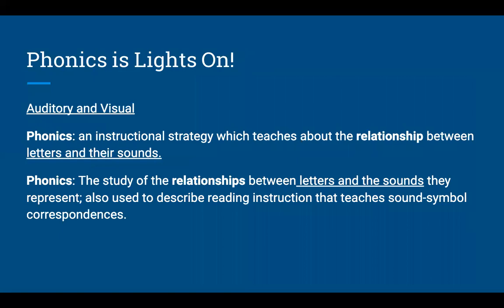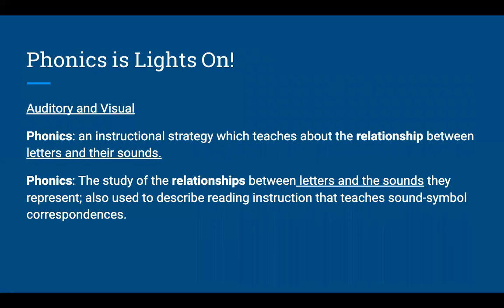So then again, I was saying how the alphabetic principle is kind of where you're flipping on that light switch. Phonological awareness is everything with the lights off. It's auditory, it's focusing strictly on sounds. With the alphabetic principle in phonics, you're starting to turn the lights on. So phonics is everything lights on. It's both auditory and visual.